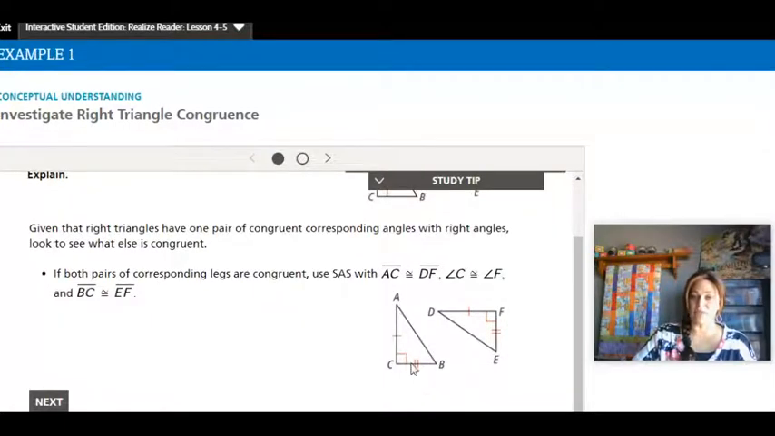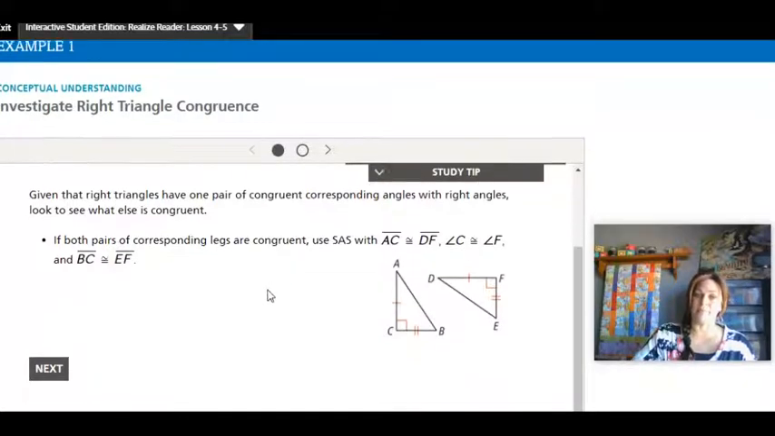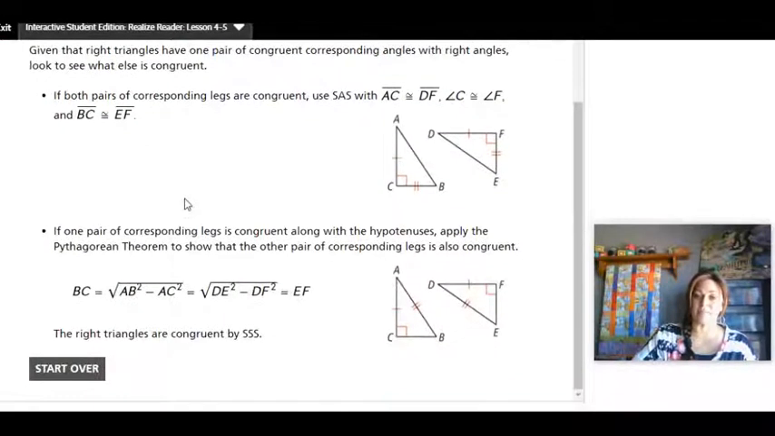So here's a visual. CB and FE are one pair, and then AC and DF are another pair. So you've got that side, that right angle, then the other side. So those would be congruent by side-angle-side. That's one example. Here's the next example. You have the hypotenuse and then this other leg and the angle.